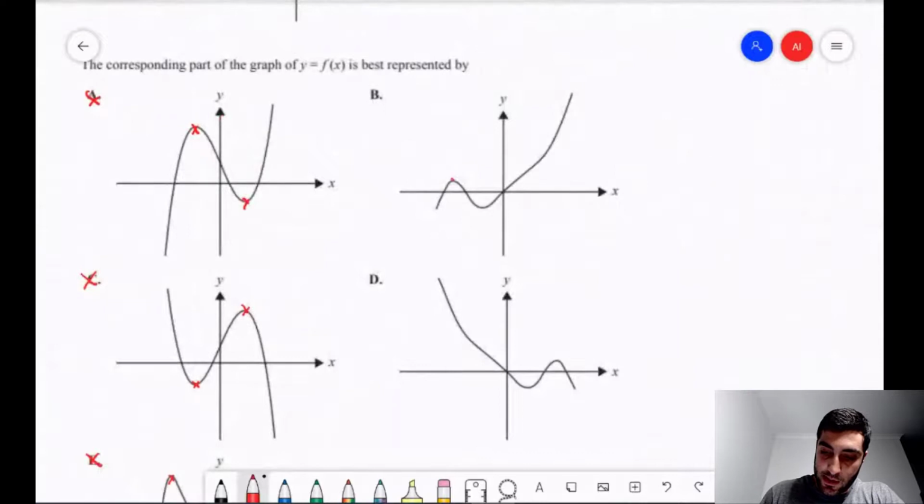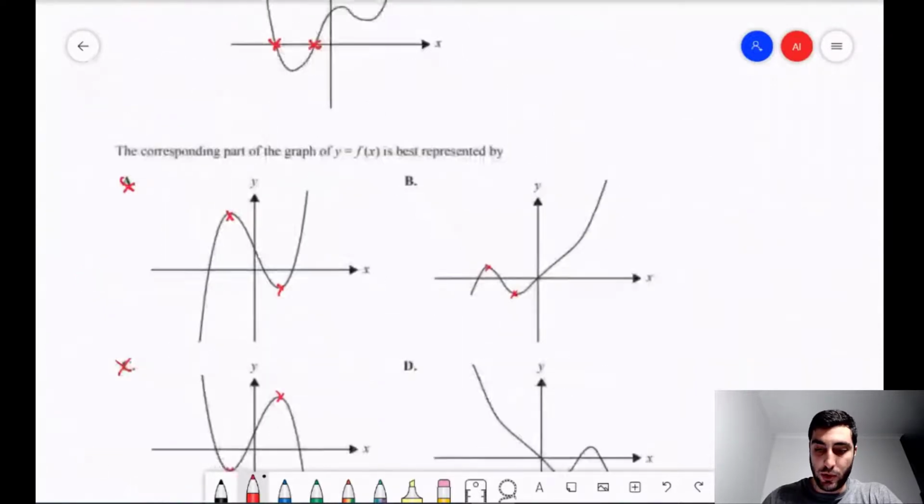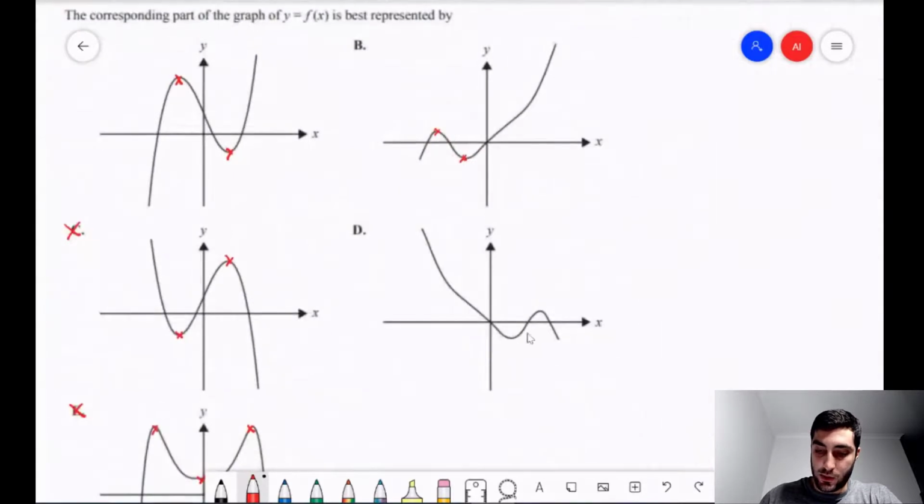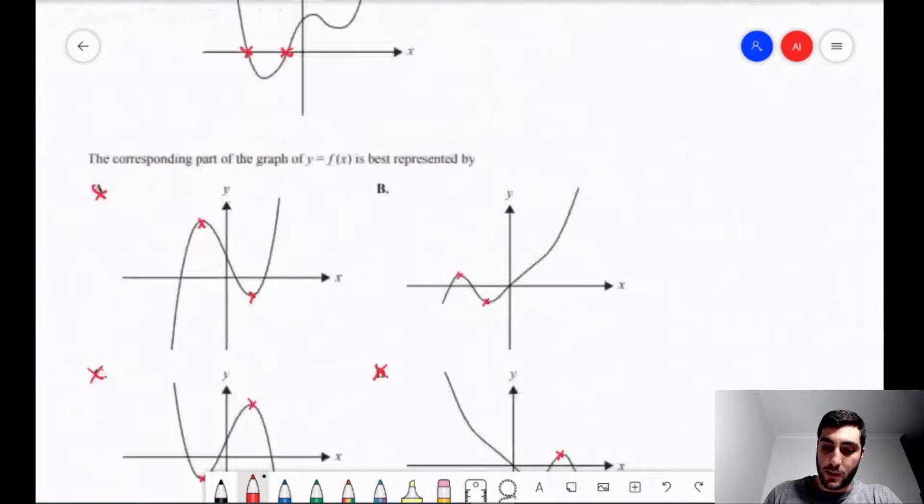B, we've got 1 stationary point and a second stationary point, and they look to be in the right positions. And D, we've got 2 stationary points, but on the right side. So it can't be D either. So that just leaves us with B, based on the stationary points alone. So that's a pretty nice and effective way of working it out.